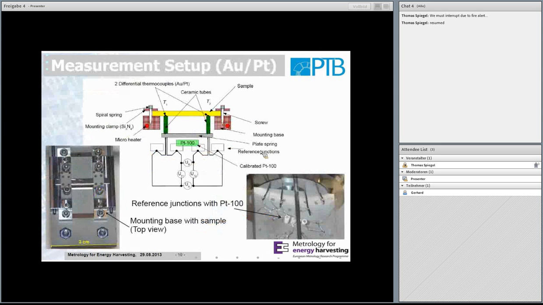So this is a more detailed picture, now the enhanced gold-platinum setup. Here you see again the mounting base, now with the sample on the mounting base. The clamps are closed now. And here you can see the ceramic plates which are pressed from beneath against the sample. Each mounting base is equipped with a microheater, so we can switch the thermal gradient across the sample. And here we have the reference junctions, which were shown here. The temperature of the reference junctions is controlled by a calibrated PT100, which makes this all traceable to the SI units.